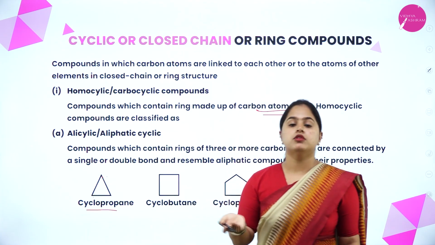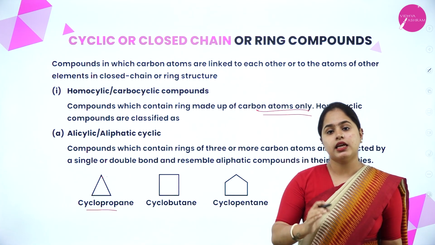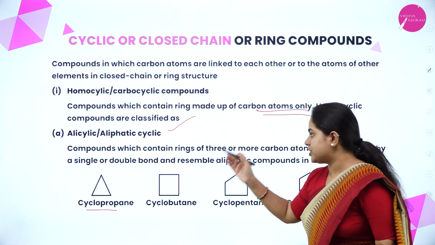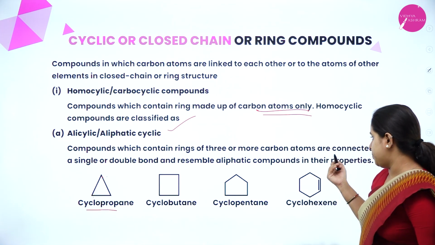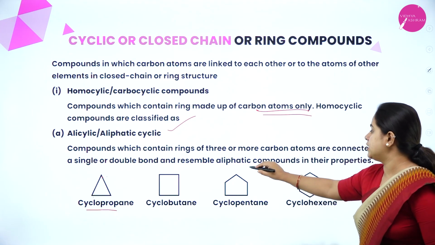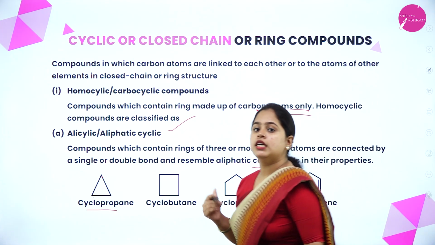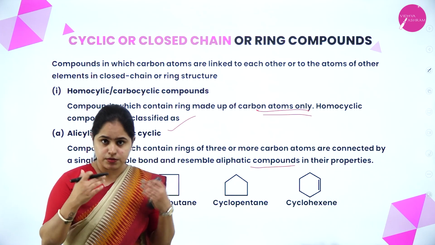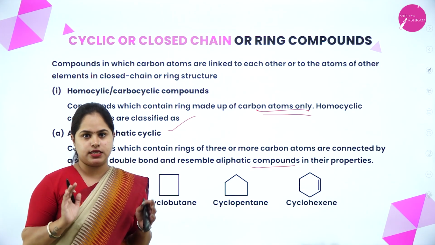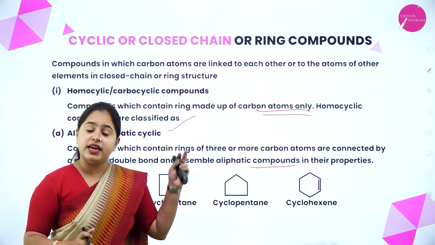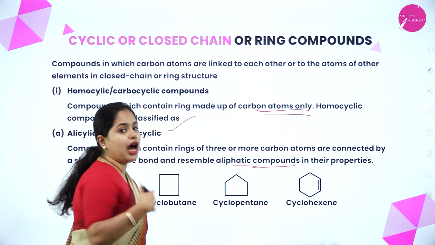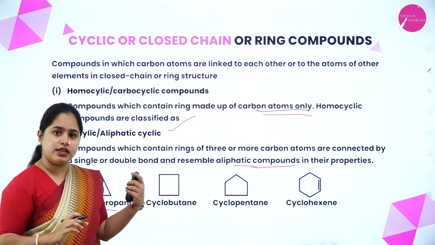And now homocyclic compounds are further classified into alicyclic and aromatic, right? So the first one is alicyclic compounds, right? The compounds which contain rings of 3 or more carbon atoms connected by single or double bonds and resemble aliphatic compounds in their properties. Okay, so it is homocyclic, means they also do not have any other atoms present in their ring structure. But why are they called alicyclic? Because they have properties which are similar to the aliphatic compounds. So such compounds are called alicyclic compounds.